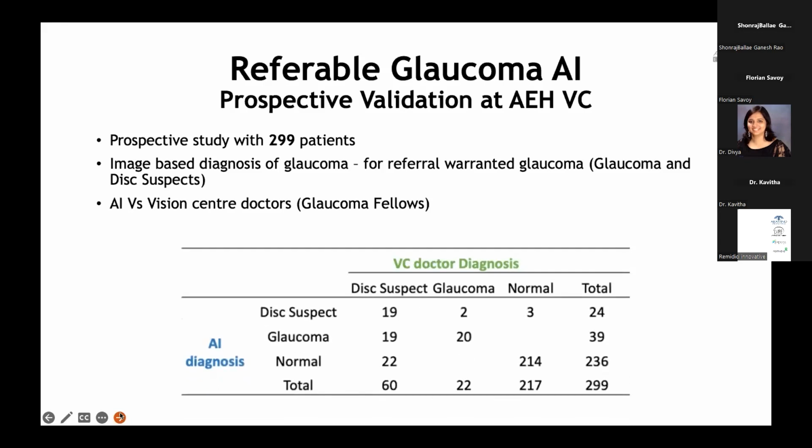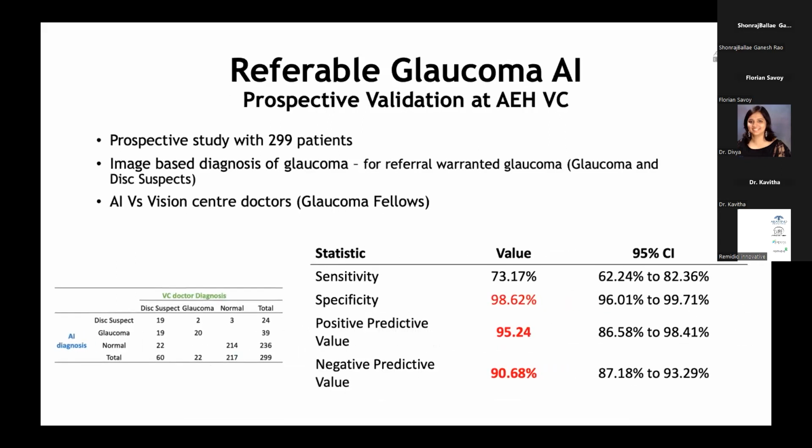So this is the result we got: according to the AI, the normals were 214, and according to the vision center doctors, the normals were 217. And the disc suspects were about 60 by the vision center doctors, but just 24 by the AI. So the overall sensitivity when we tested was 73.17, specificity was 98.62. The positive predictive value was 95% and the negative predictive value was 90%.